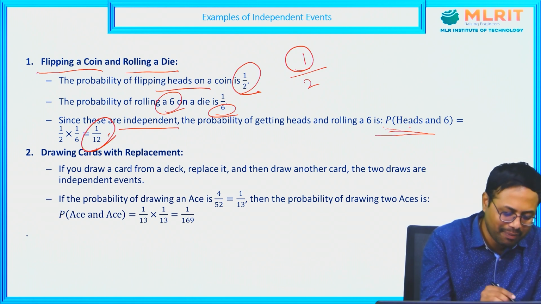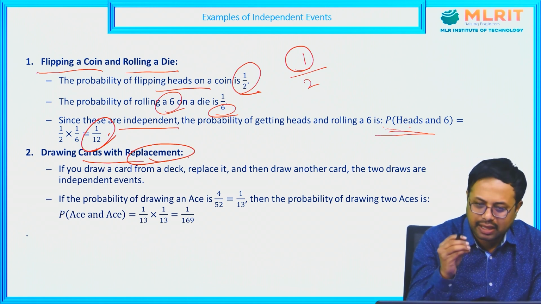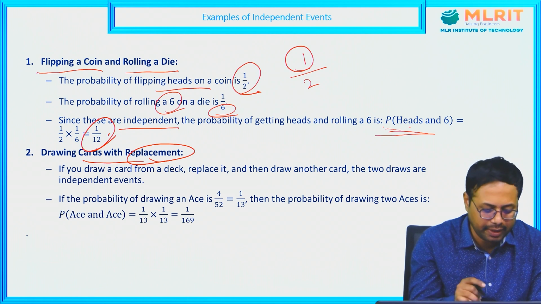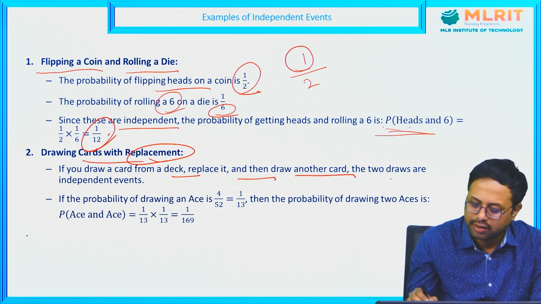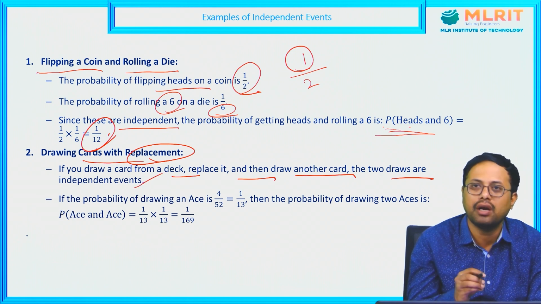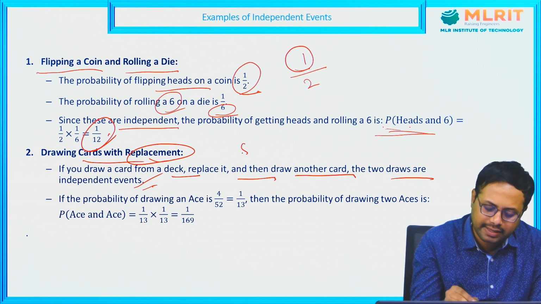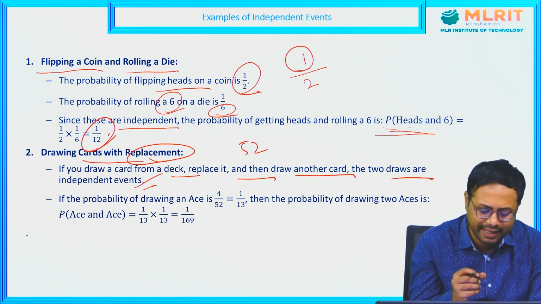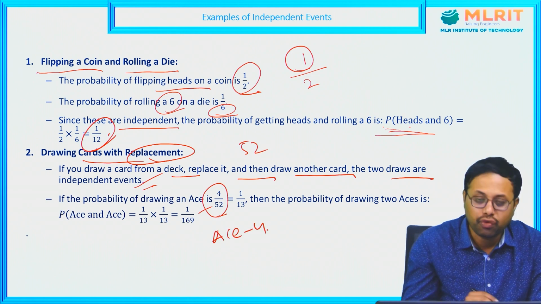Now we will take the second type of example, drawing cards with replacement. We pick a card and place it back again. If you draw a card from a deck, replace it and draw another card, then the two draws are independent events because one card is not depending upon another. This is the example with a deck of 52 cards. For example, if you are selecting an ace from 52 cards, the total number of ace cards is 4, that is 4 by 52.